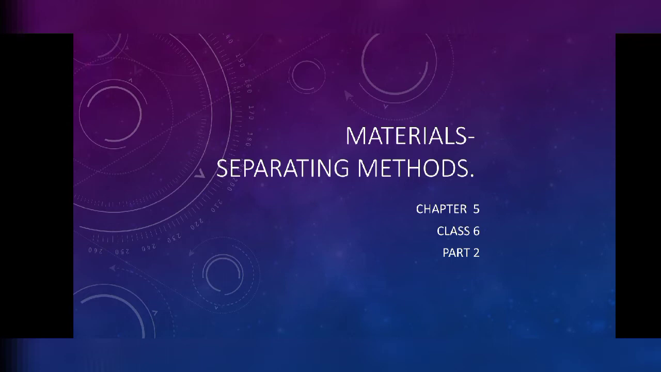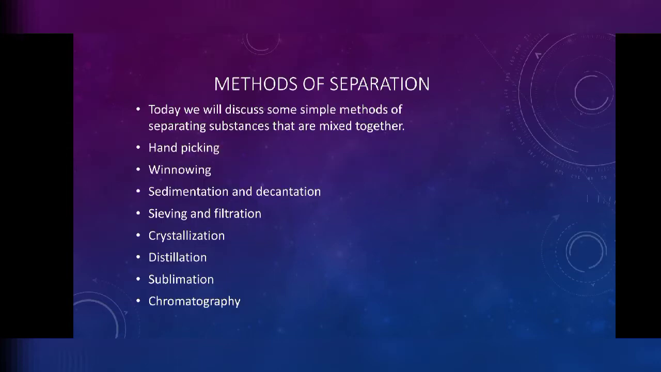Today we are going to discuss materials separating methods. This is chapter 5 of class 6. Already we have posted one video, that is part 1, and this is part 2. In the previous video we have learnt about mixtures. A mixture is a combination of two or more substances. Then how to separate this mixture? Let us learn in this video.